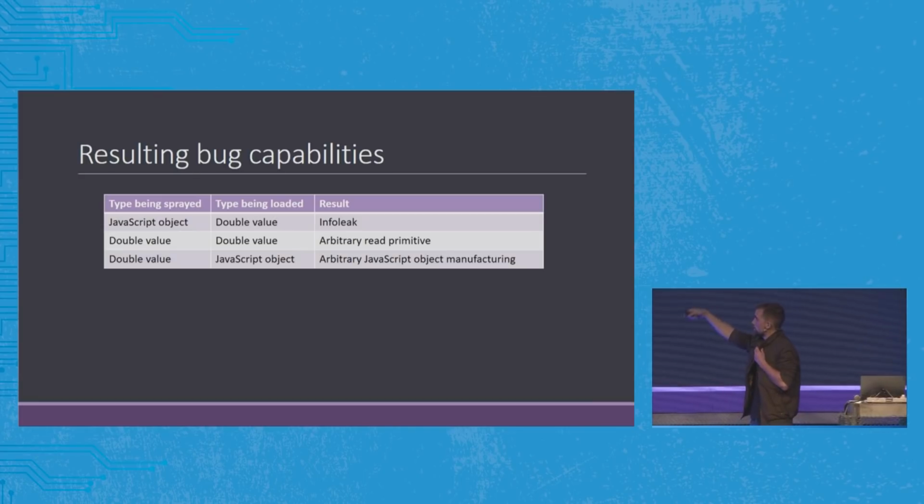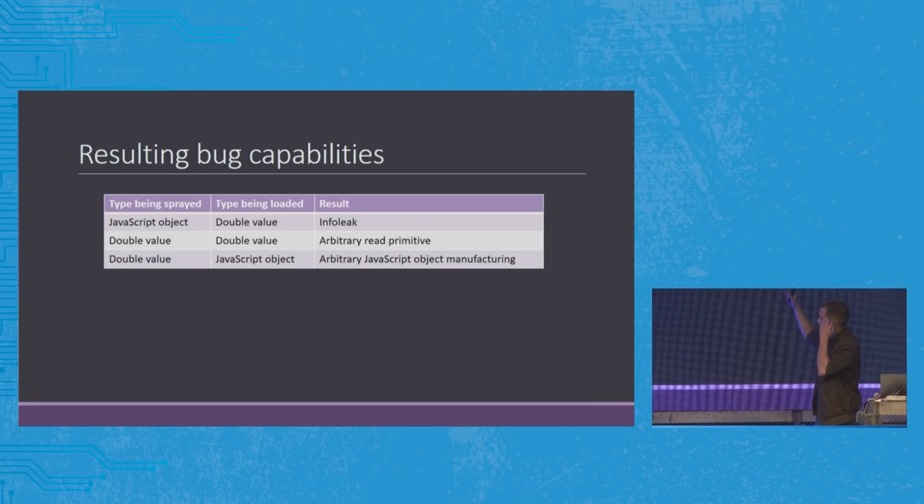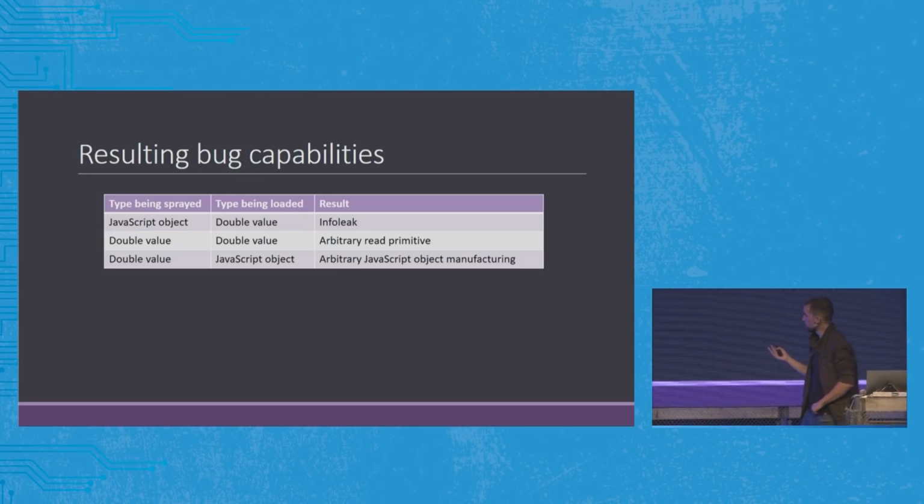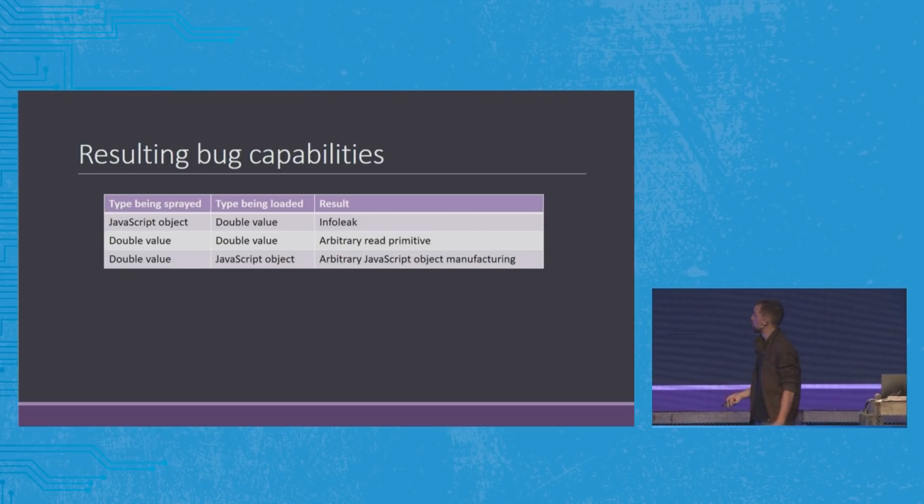Then the next thing is, if you were to spray a double value, you could spray any arbitrary pointer there, and then read it back as a double value. Then all of a sudden, you have the ability to read arbitrary memory from JavaScript. And this is all with just this one bug, nothing more, nothing fancy. So that's, again, a super powerful primitive from this one bug, just by changing things up a little bit.